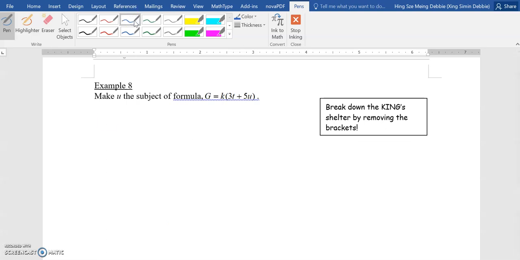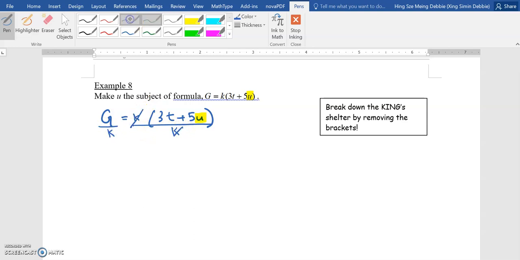Currently the formula is G equals K(3T plus 5U). Now, U is over here, and it's within the bracket. So let's remove them. Let's break apart the formula bit by bit. First and foremost, since it is K times (3T plus 5U), let's remove K first. So to remove K, I actually have to divide by K.